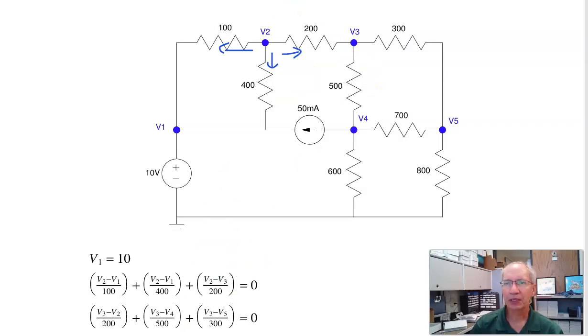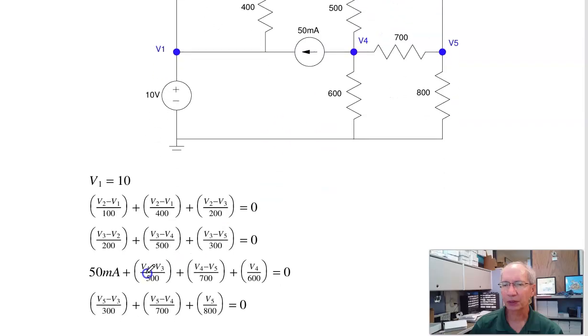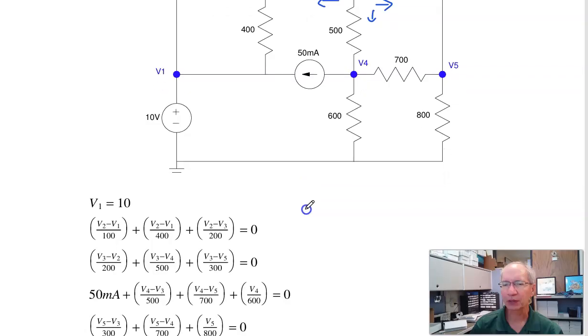At node 3, the current left, current down, current right equals 0, gives you this equation. At node 4, current left, up, down, right equals 0. And node 5, current up, left, and down equals 0.